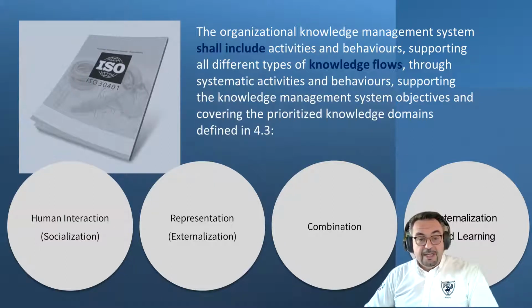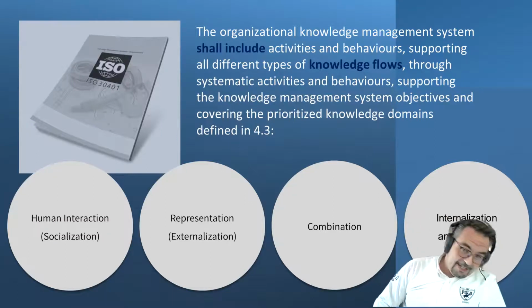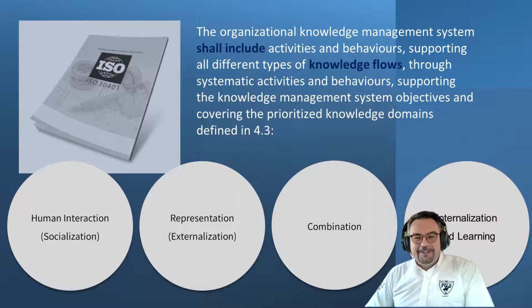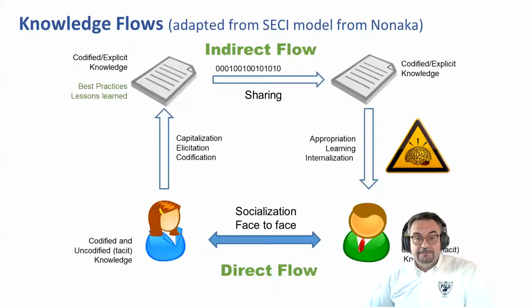In order to do that, four types of activities need to be in place. Human interaction, which is also called socialization. Activities and behaviors related to representation, also frequently referred to as externalization. Combination. And finally, internalization and learning. I will go over each of them in detail for you to better understand what they are and what you need to do in order to meet this particular criterion.